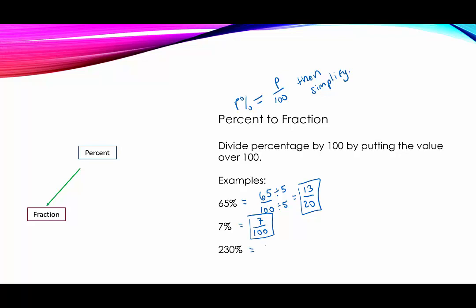230%, I'm going to take that 230 and I'm going to put it over 100. And then I want to try to simplify. So I recognize they both end in 0. You might remember a shortcut for ending in 0. We can divide by 10 over 10.